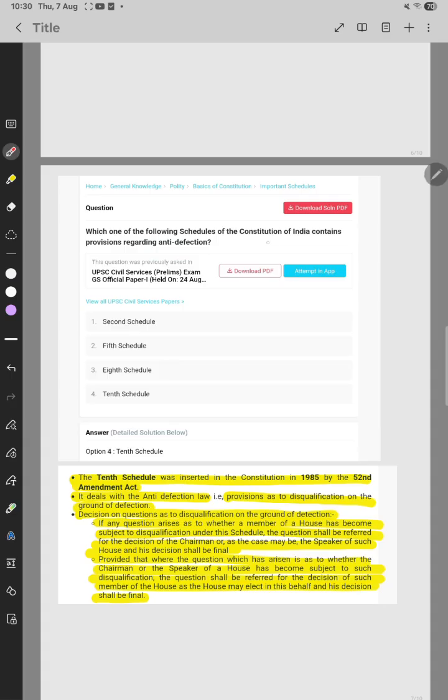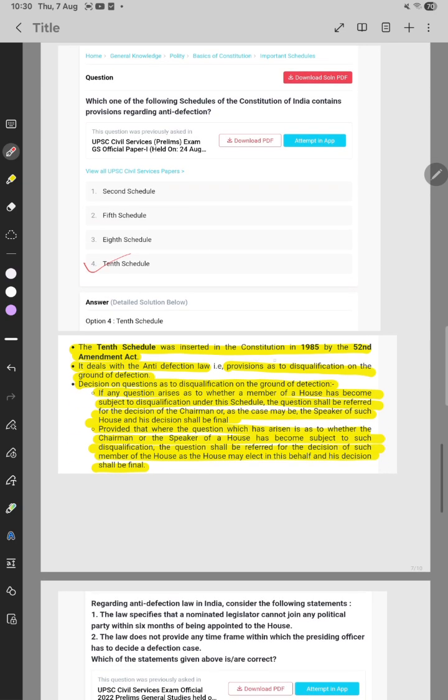Which one of the following schedules of the Constitution of India contains provisions regarding anti-defection? We know this: the 10th Schedule. The 10th Schedule was inserted in the Constitution in 1985 by the 52nd Amendment Act. It deals with the anti-defection law.